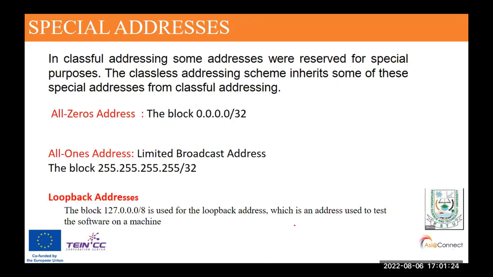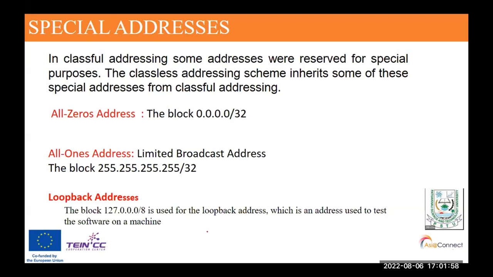And another block among the 32 bits, 127.0.0.0, is basically the loopback address. It is used to test the software on a machine, that means your localhost. If you want to ping your PC at 127.0.0.1, you get a reply from this PC, even though you have not configured your network interface card with this address. So this is used for testing your machine.